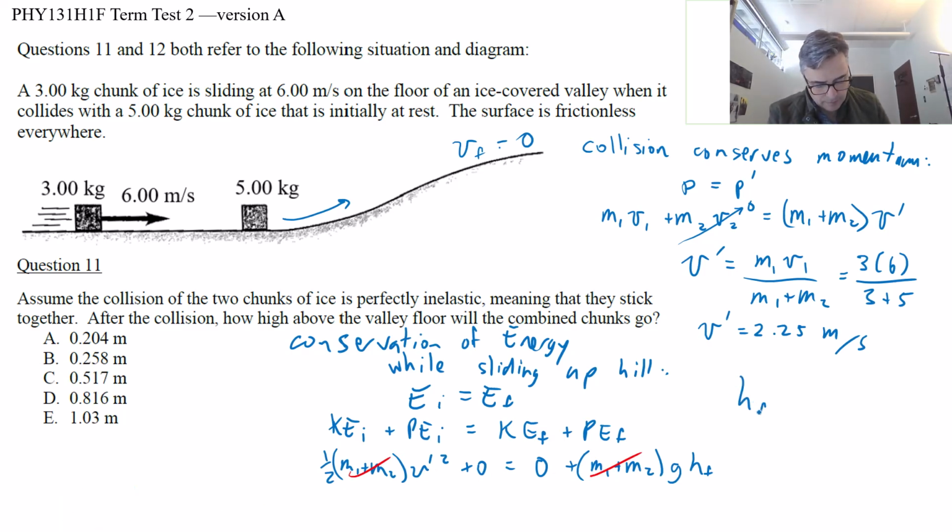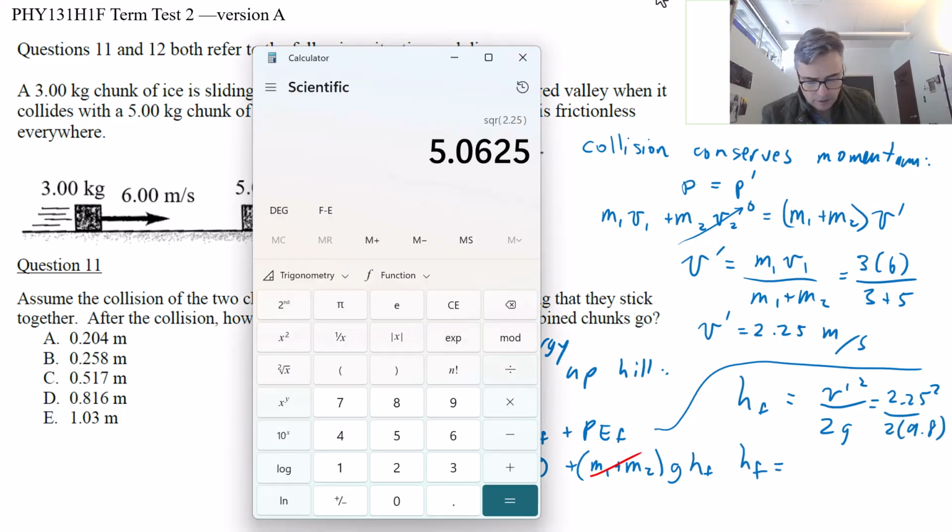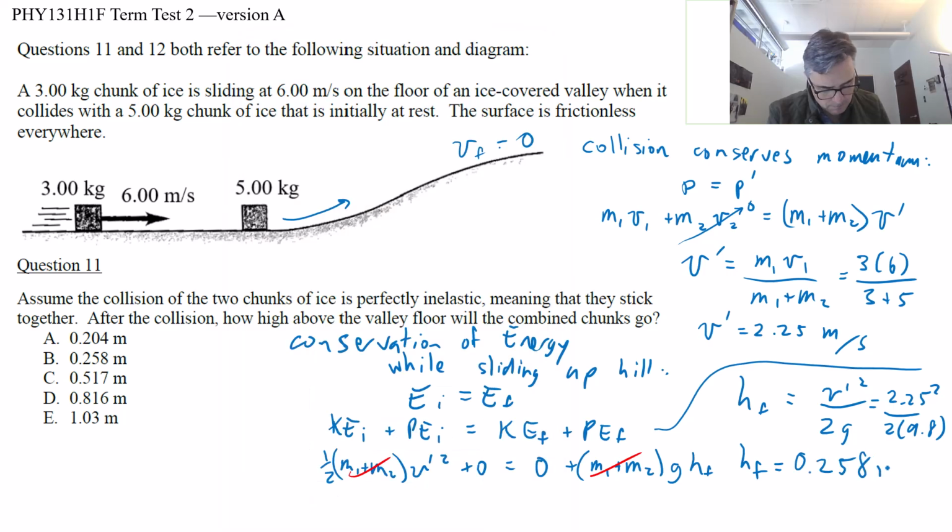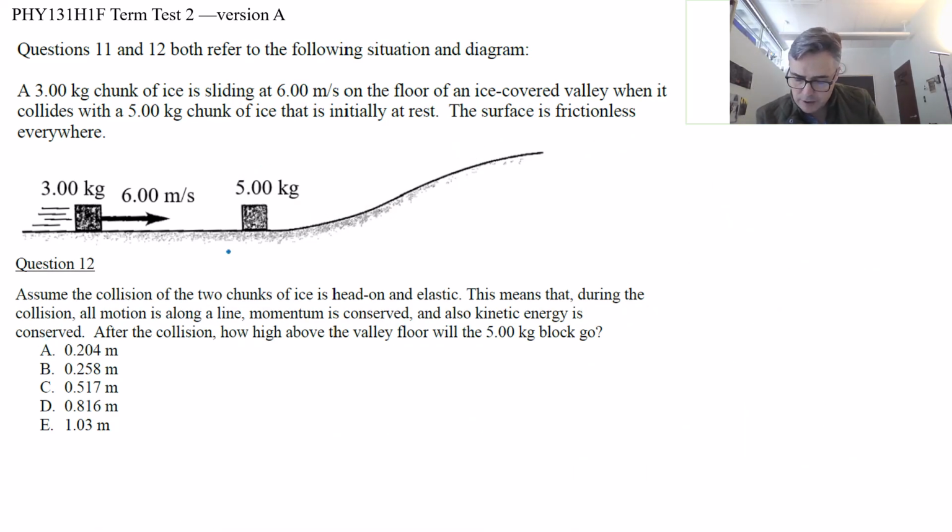Solve for h final: it is equal to v prime squared divided by 2 times g. So it's 2.25 squared divided by 2 times 9.8, equals 0.258 meters up the hill. That's B. Question 12 refers to the same situation, but it says assume the collision of the two chunks of ice is head-on and elastic.